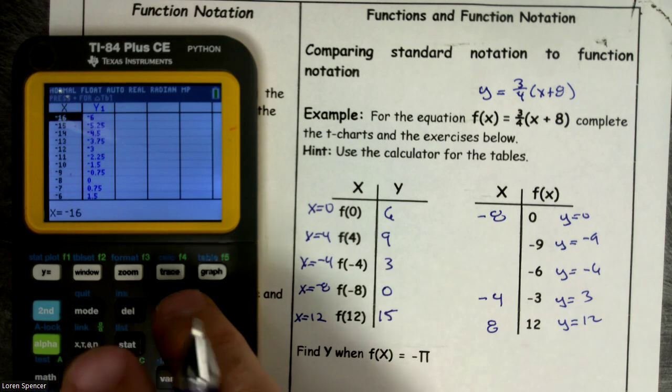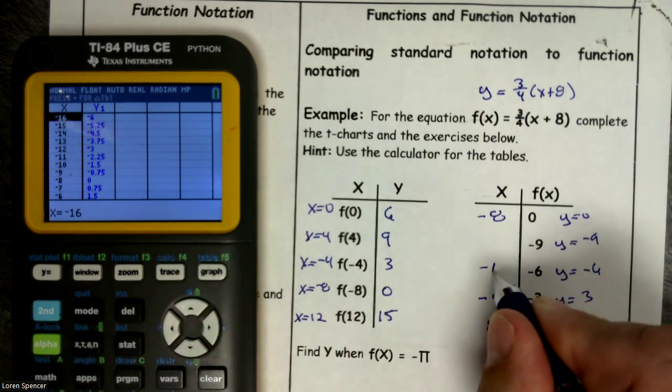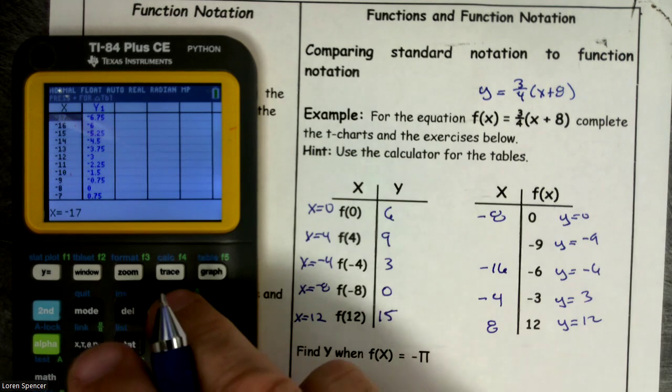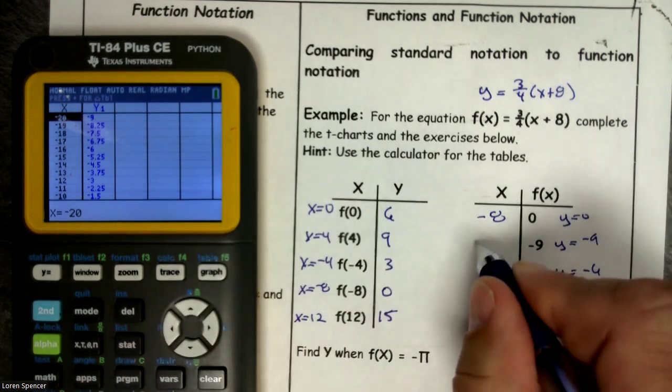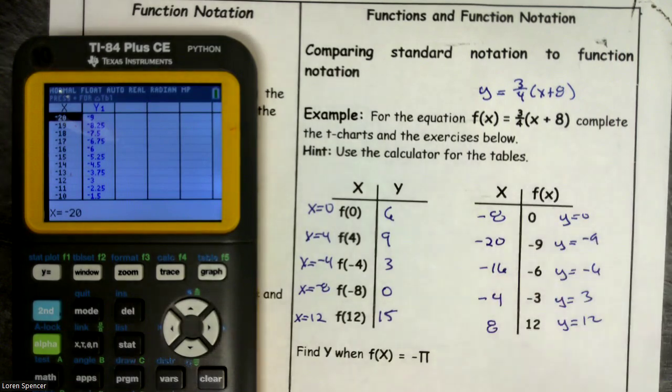Looking for a negative 6. That happens when x is negative 16. And looking for a negative 9. And that happens when x is 20. And watch what happens. All right, this isn't just magic.